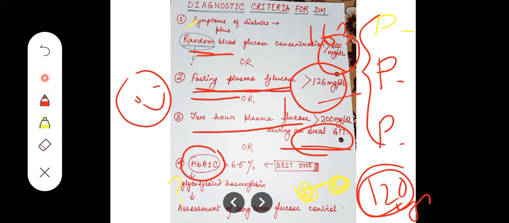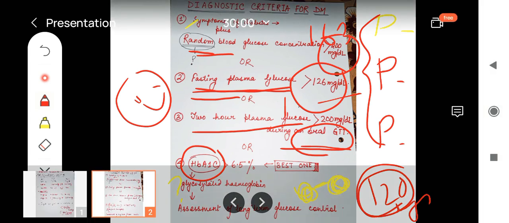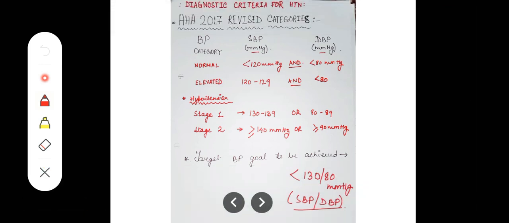Okay. Now let us move on to the next diagnostic criteria, that is for hypertension. This is revised according to AHA, that is American Heart Association 2017 revised categories. So normal BP: systolic blood pressure is less than 120 mmHg, and diastolic blood pressure is less than 80 mmHg.